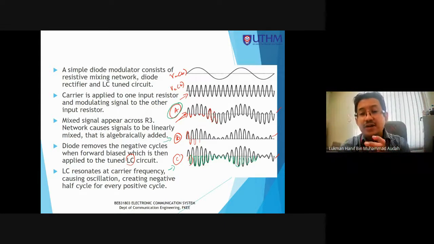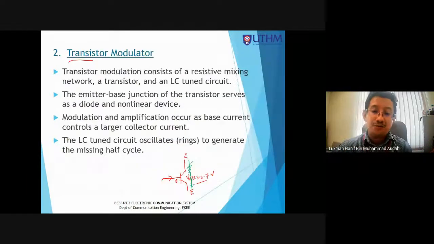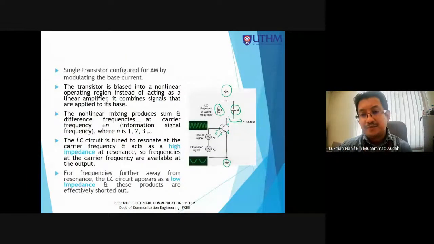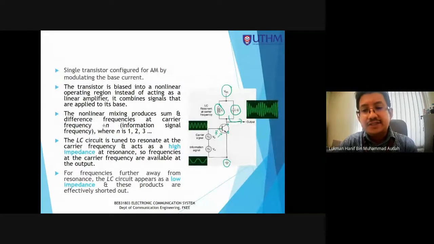So at the end, you're going to see that it looks like a complete circuit, complete waveform. Okay, pada output. Okay, so ini adalah double sideband full carrier.